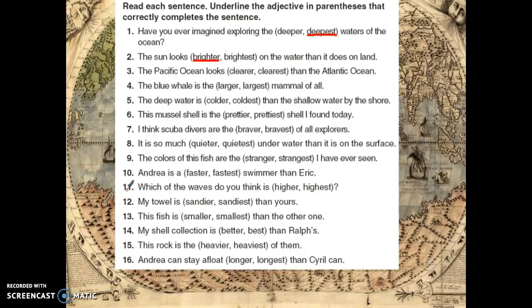Which of the waves do you think is higher or highest? My towel is sandier or sandiest than yours. This fish is the smaller or smallest than the other one. My shell collection is better or best than Ralph's. This rock is the heavier or heaviest of them. Andrea can stay afloat longer or longest than Cyril can.